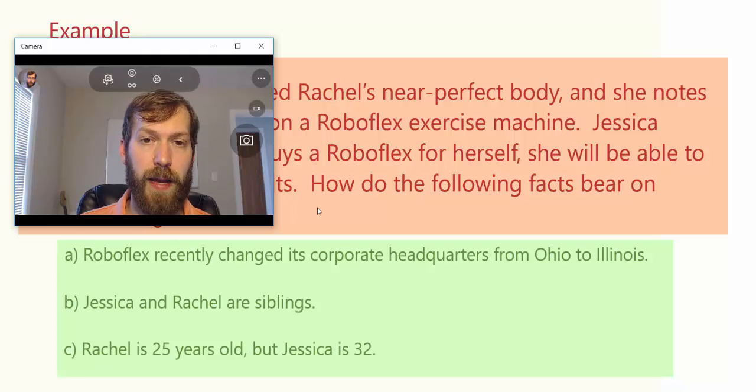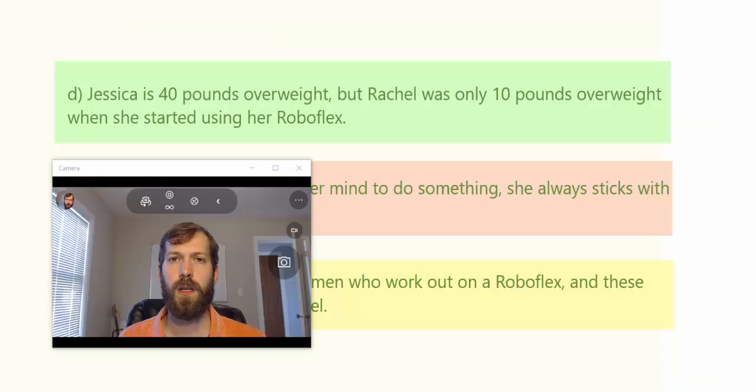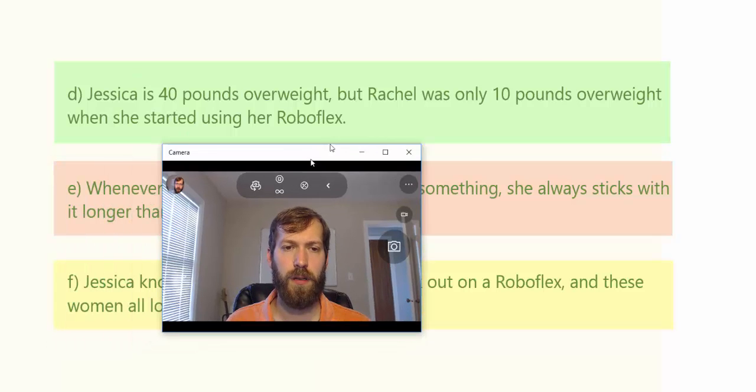Let's look at some other facts with respect to this argument. Suppose we find out that Jessica is 40 pounds overweight, whereas Rachel, when she first started using the RoboFlex, was only 10 pounds overweight. Of course, this is going to weaken the argument because it's harder to duplicate the results if you start off in a worse position than the other person. So that's going to weaken the argument.